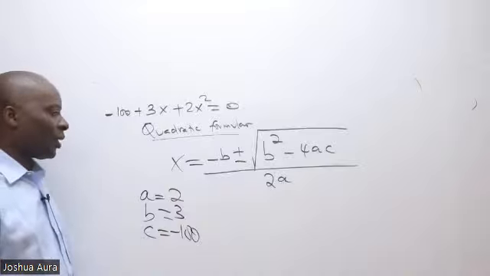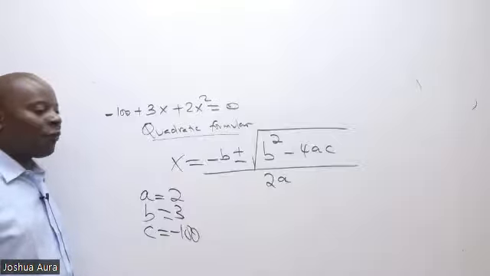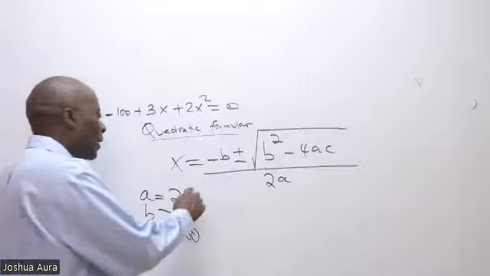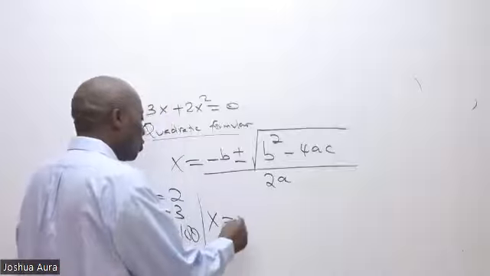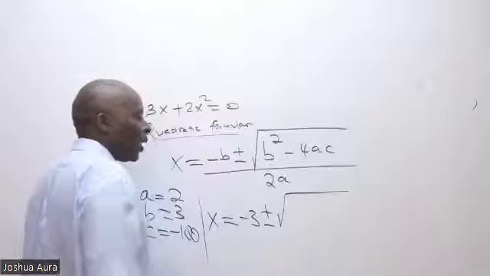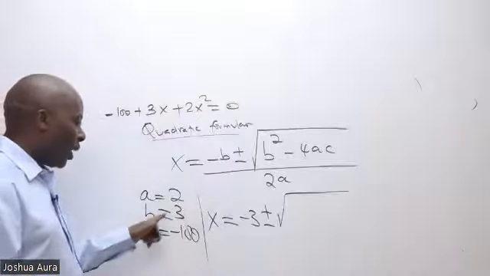Minus 100. So could you kindly go ahead and plug in these things there? Then our x will be equal to minus b, so minus 3 plus or minus the square root.